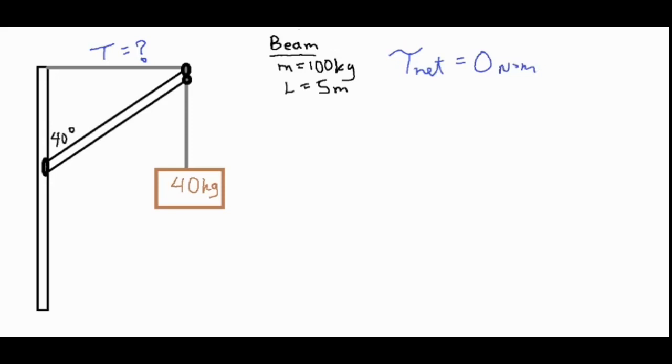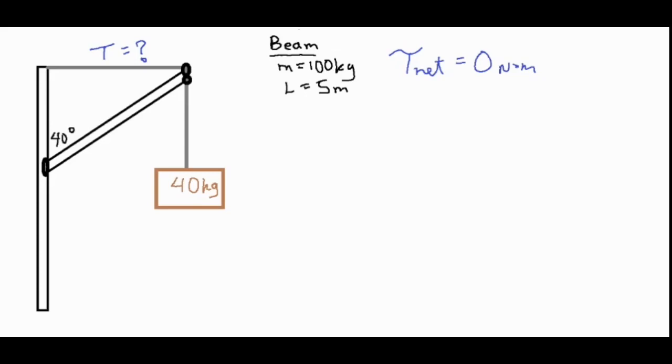Now, there are two ways to find torque. One of them is to find the force perpendicular to the actual object. And the second one is to find the force acting on it and the perpendicular distance to the pivot point. So we're going to use the second method. And once I draw out some vectors, it'll be a little bit more clear what the method is.